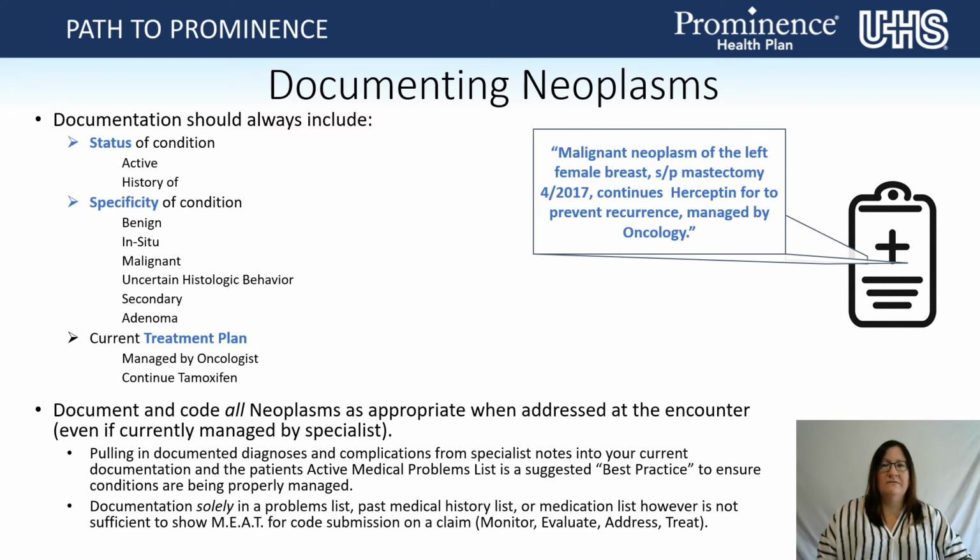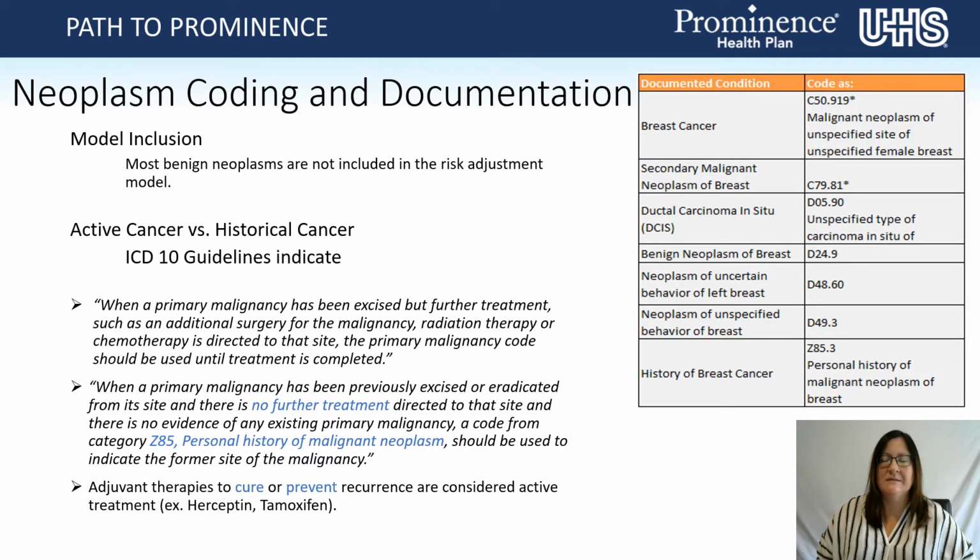An example of good documentation that would pass a risk adjustment data validation audit would be malignant neoplasm of the left female breast, status post-mastectomy on 4/2017, continues Herceptin for preventative reoccurrence, managed by oncology. Specific to neoplasm coding and documentation and the HCC risk adjustment model, most benign neoplasms are not included in the risk adjustment model.